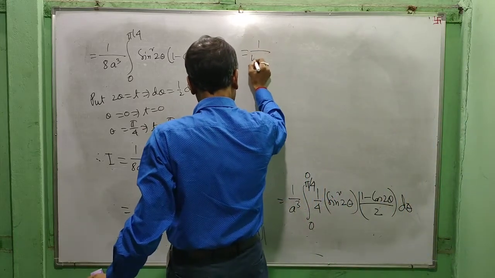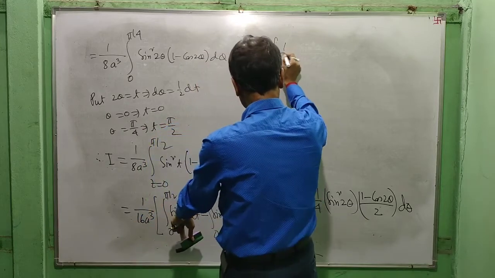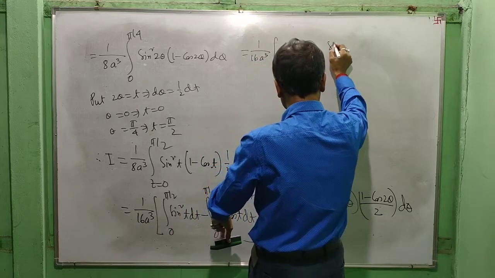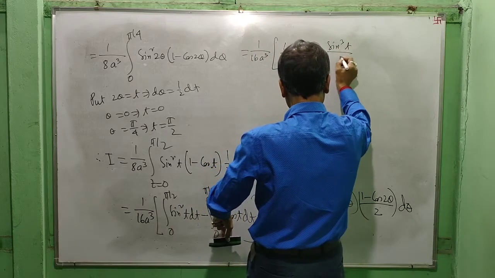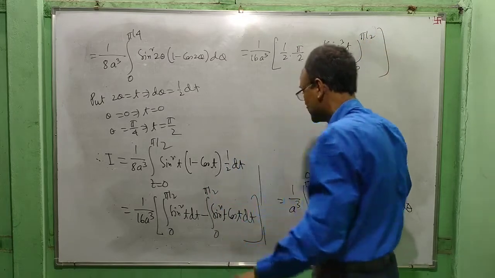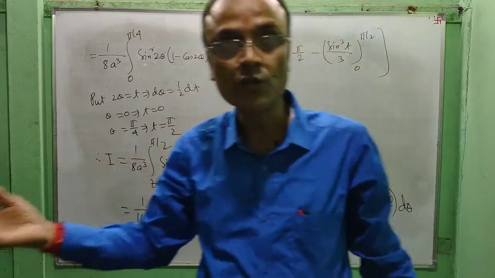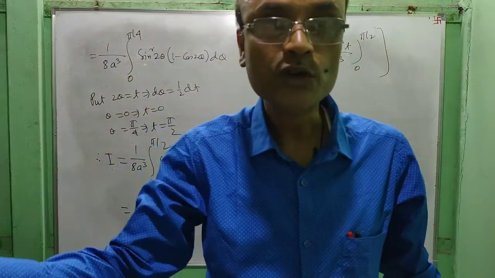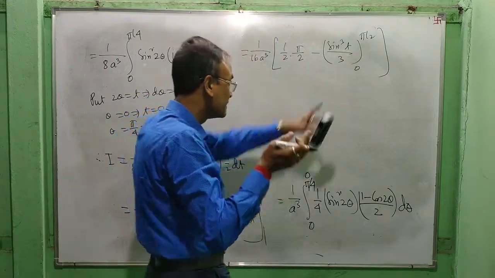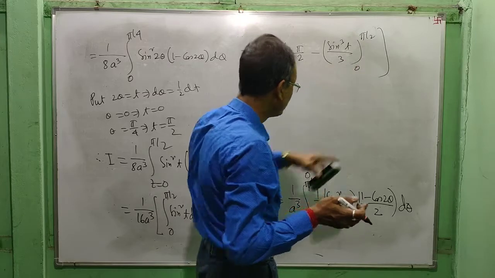This is equal to 1 by 16 a cube, into (pi by 2 minus sine cube t by 3) from 0 to pi by 2. When you put t is equal to pi by 2, the value will be equal to 1. When you put t equal to 0, then sine cube t will be equal to 0. Sine cube 0 equal to 0.